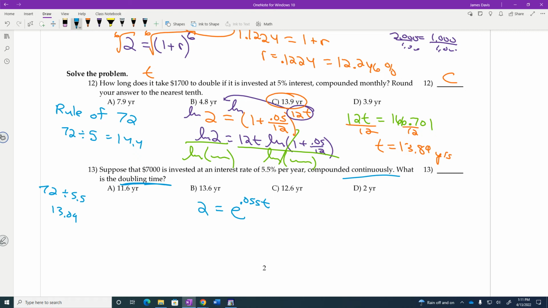So we have an e, which means we do natural log. Natural log cancels e. Natural log on both sides. Natural log of 2 equals 0.055t. And then we just have to divide by that 0.055. So we said about 13 ends up being 12.6. Again, that's because it's compounded continuously rather than annually. So that shaved off 4 or 5.